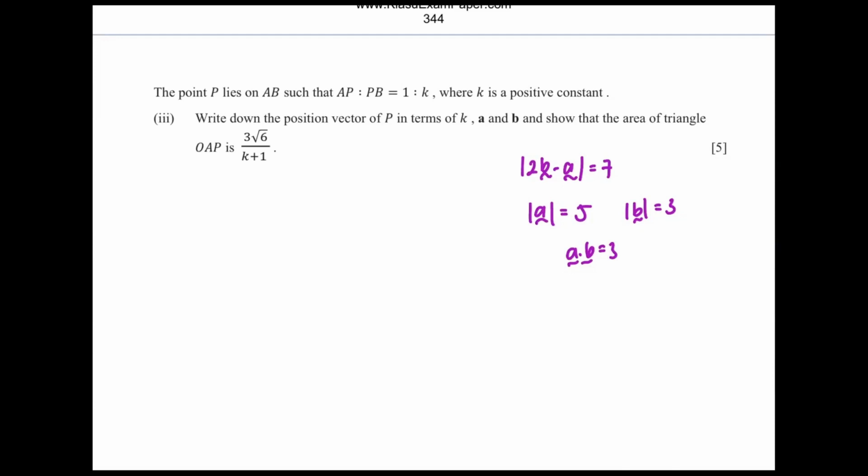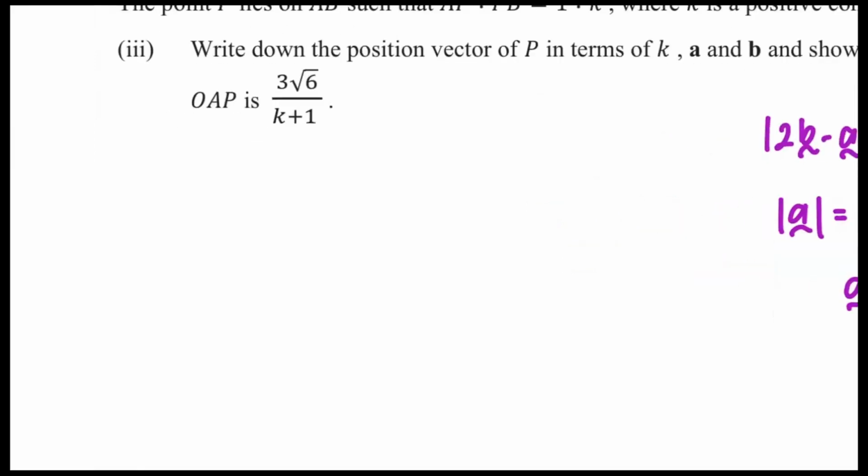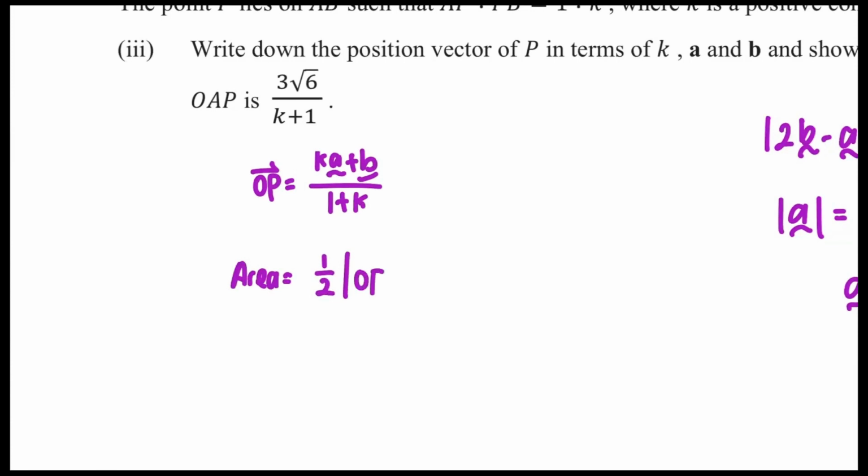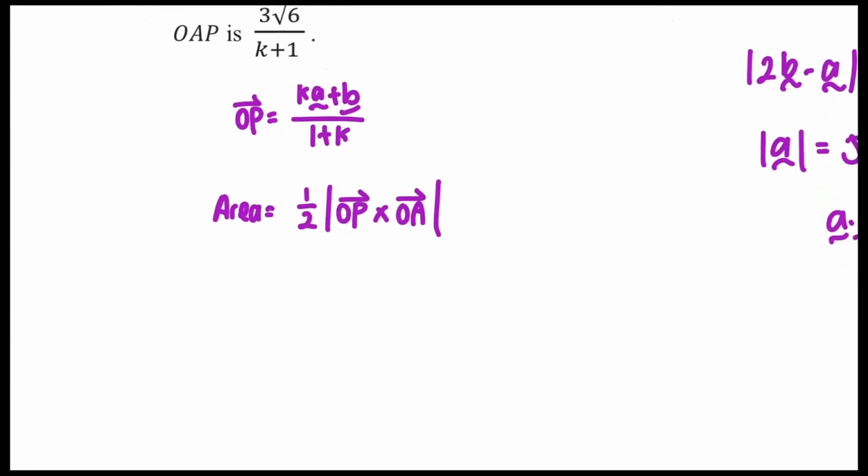Okay, let's go through first. So the ratio theorem, everyone knows, right? OP equals KA plus B over 1 plus K. It's straightforward. Now let's find the area. So area equals half OP cross OA, which is just half of KA plus B over 1 plus K cross A.